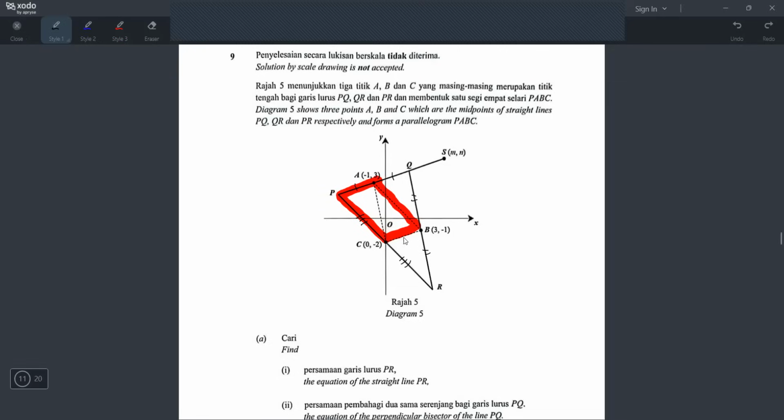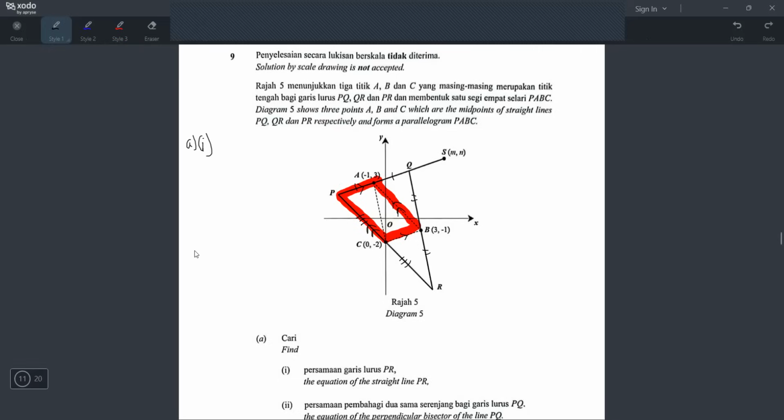It means the PA line and the CB line will be parallel, right? Because it is a parallelogram. So parallel, and not just parallel, they are the same length as well. Parallel and same length. What about here? Here will be parallel with here and the same length as well, right? So that's all. Now we can do question A 1. They want me to find the equation of straight line PR.